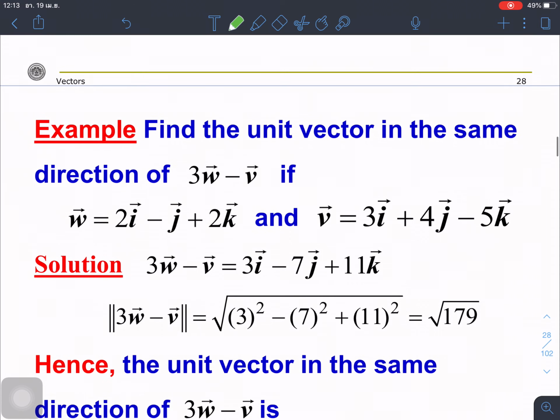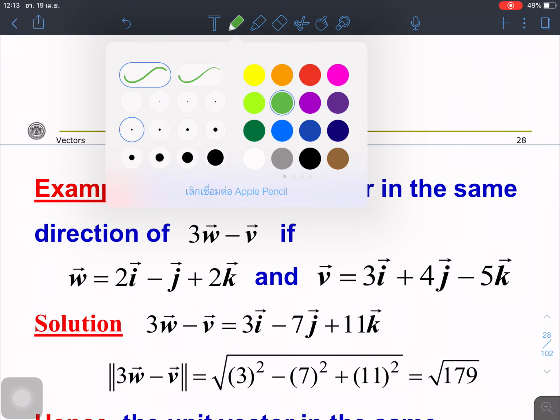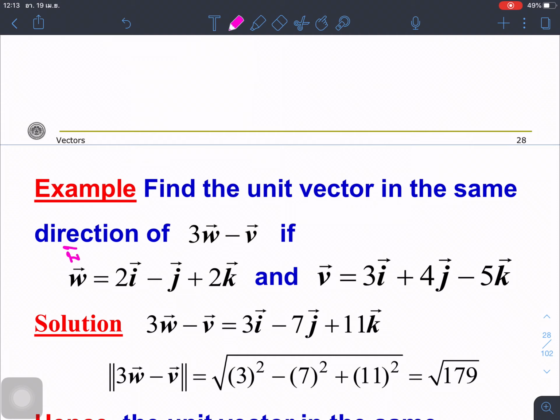Okay. Right, let's take a look at this example. You want to find a unit vector in the same direction as vector 3w minus v, if the vector w is (2, -1, 2). Well, you have this notation, but you can also change your notation, since some students understand this notation better. How do we get them? You just take a look at the number in front of i, in front of j, and in front of k. So you get 2, -1, and 2.